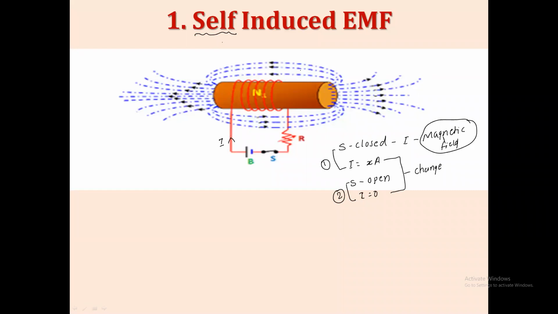Why do we call it a self-induced EMF? Because of change in its own current. Change in its own current, EMF is induced in the coil itself. This is called a self-induced EMF. Because the current flowing through the same coil changes, EMF is produced in that same coil, and this is called self-induced EMF. Get my point?